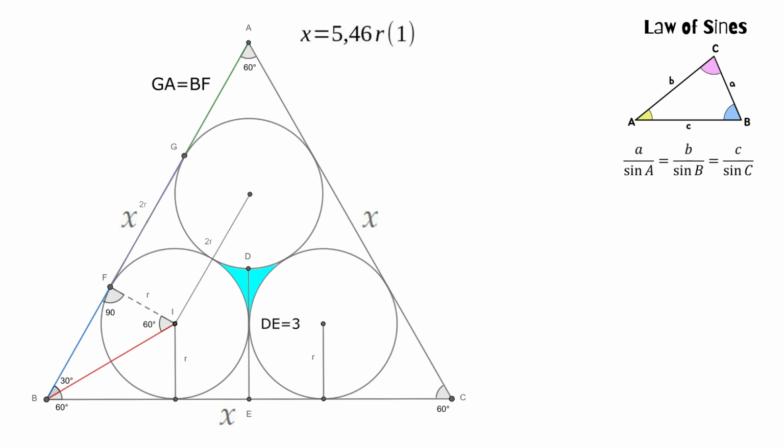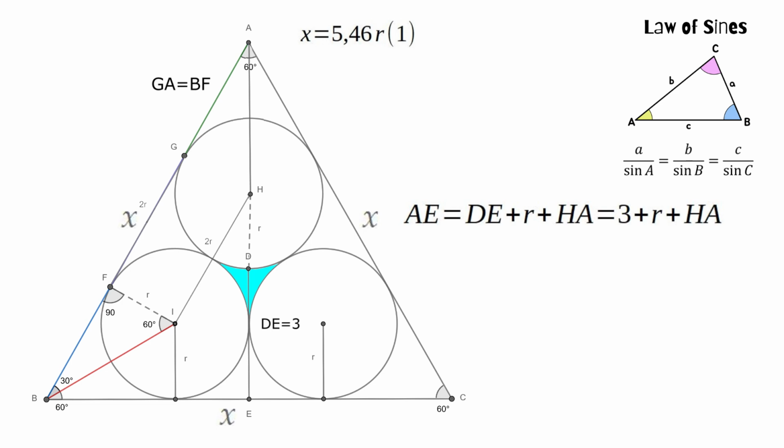So we have two variables and one equation. So we need one more equation to have a system of equations. So now let's look at this line segment here, DE. Notice if we extend this line segment all the way up to A, we get DE plus r plus HA, which is 3 plus r plus HA.